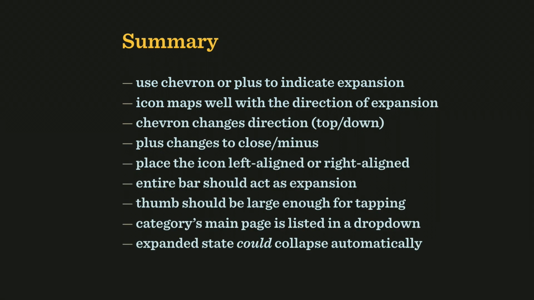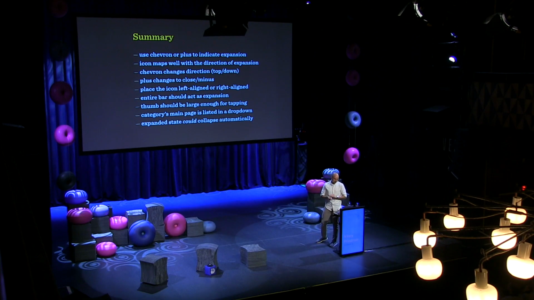So we can use chevron or plus to indicate expansion. It doesn't really matter much. But the icon should map to the direction of what is going to happen. If you have an icon pointing down, then of course the sliding should be happening vertically. If it's pointing to the right, it should actually be happening horizontally. The chevron could change direction, plus could change to close or minus. You can put the icon on the left or the right, it doesn't matter, just make the icon big enough. The entire bar acts as expansion.